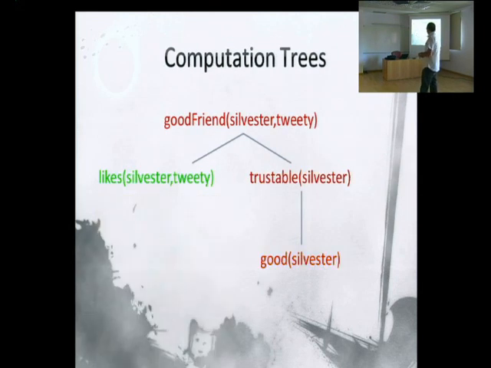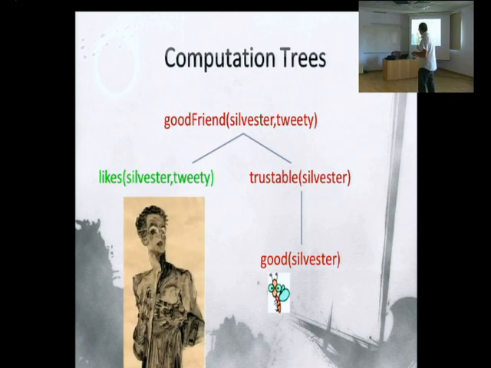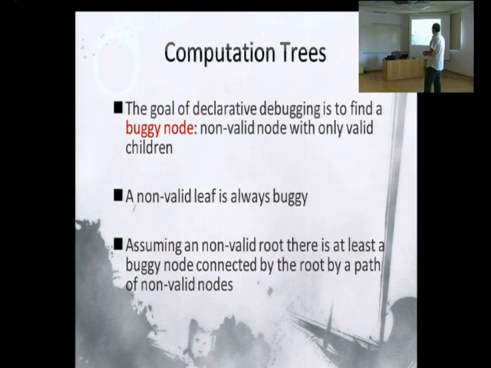Okay, so now the user is a little bit happier because he knows where the error is. He doesn't know how to repair it, maybe, but he knows where the error is. So the goal of declarative debugging is to find what we call buggy nodes. What's a buggy node? A buggy node is a non-valid node with only valid children. Or thinking in terms of red and green, a red node with only green children. Or with no children, because a non-valid leaf is always buggy.